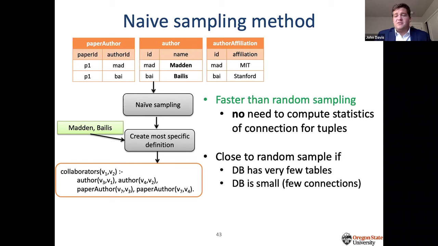However, naive sampling is much faster than random sampling, since there's very low computational overhead because you don't need to compute statistics on the dataset. Naive also performs well over databases with a small number of tables, or if there aren't very many tuples in each table. In these cases, it actually produces a result much more similar to a true random sample.